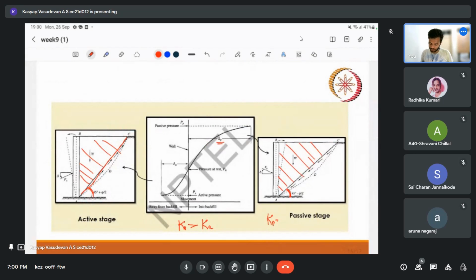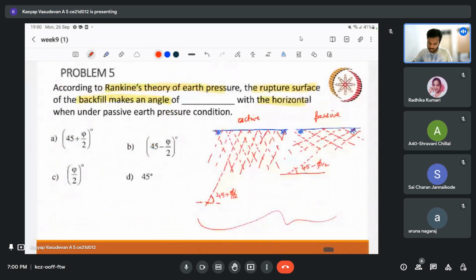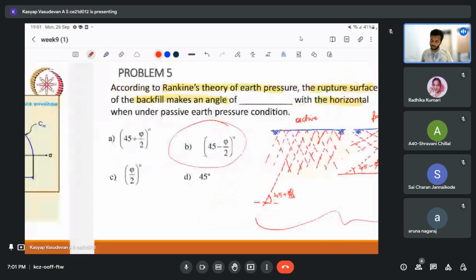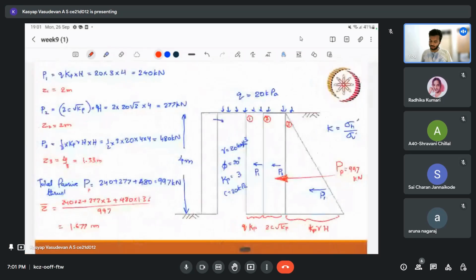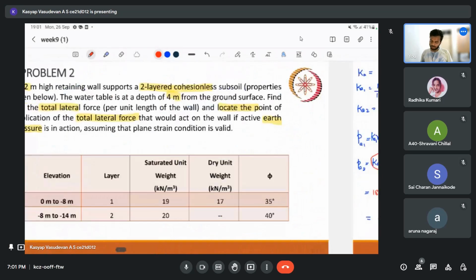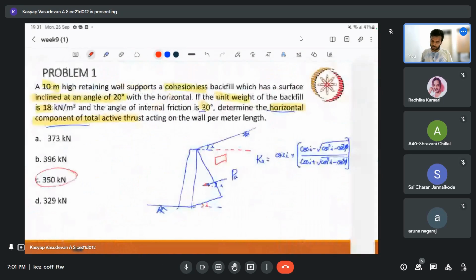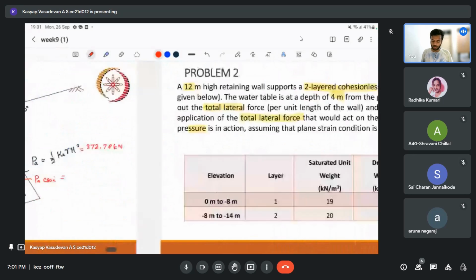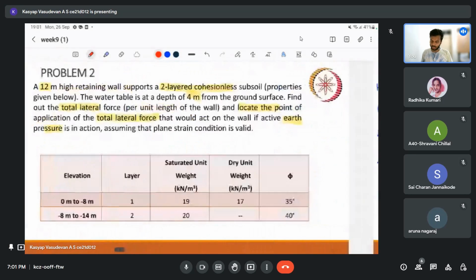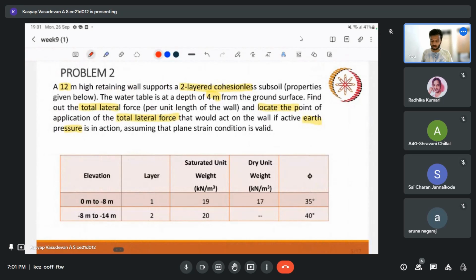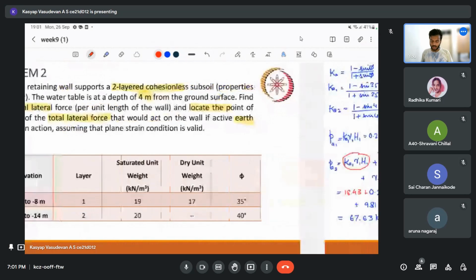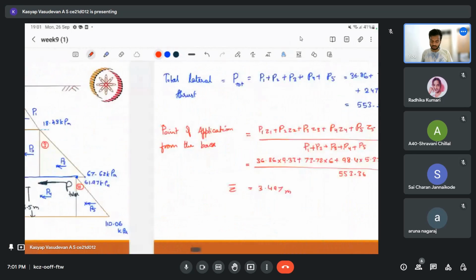So that's how Rankine's theory of rupture works in the passive case with respect to the horizontal, which is 45 minus phi by 2. In today's session, we discussed one problem on inclined backfill, one with layered cohesionless soil with two different soil layers, and another one with c-phi soil.